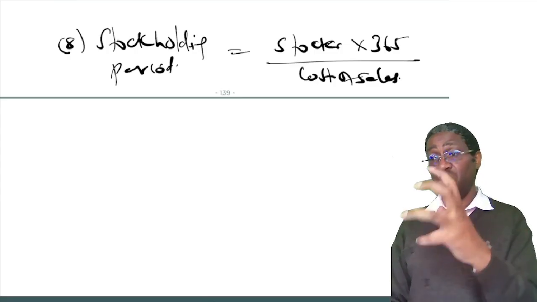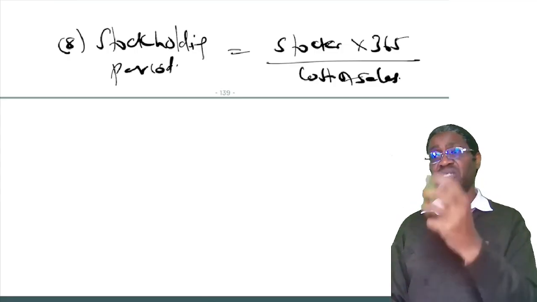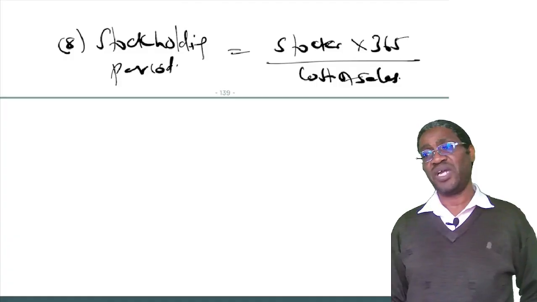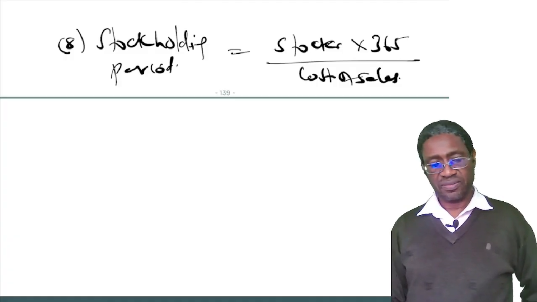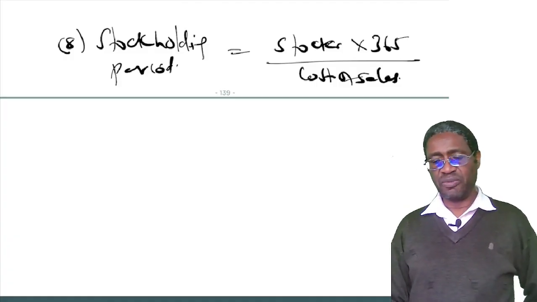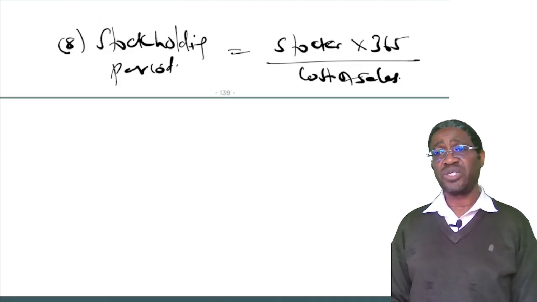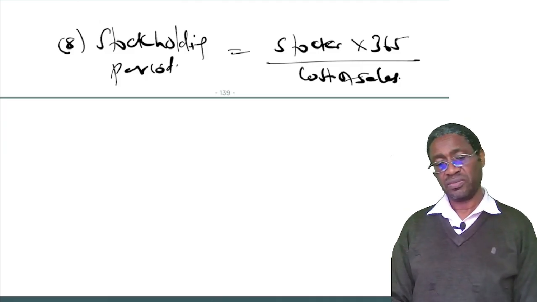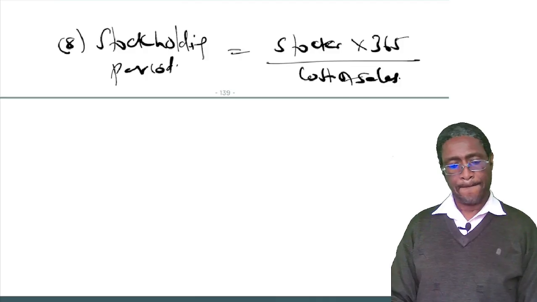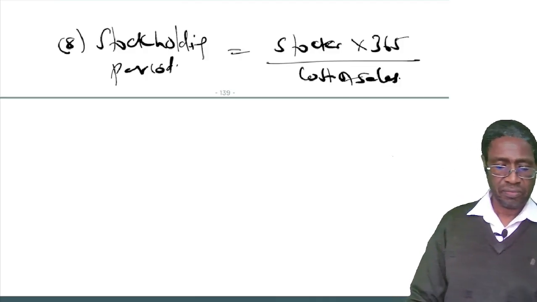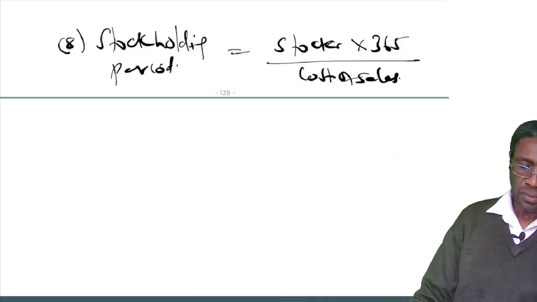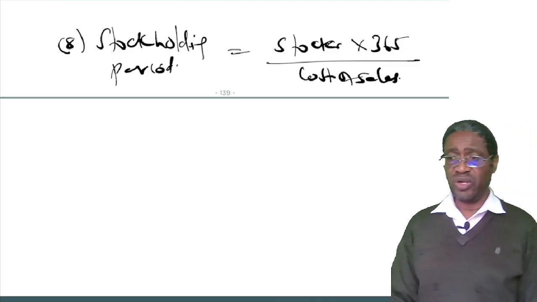What brings about closing stock? It's the purchases, the cost of sales. Now you divide by the cost of sales. Put down that formula number 8. We are calling it stock holding period.